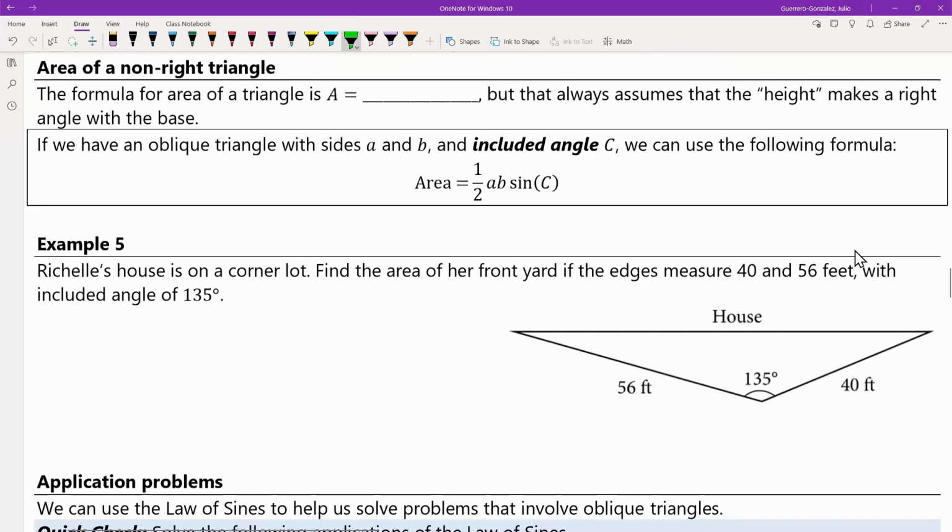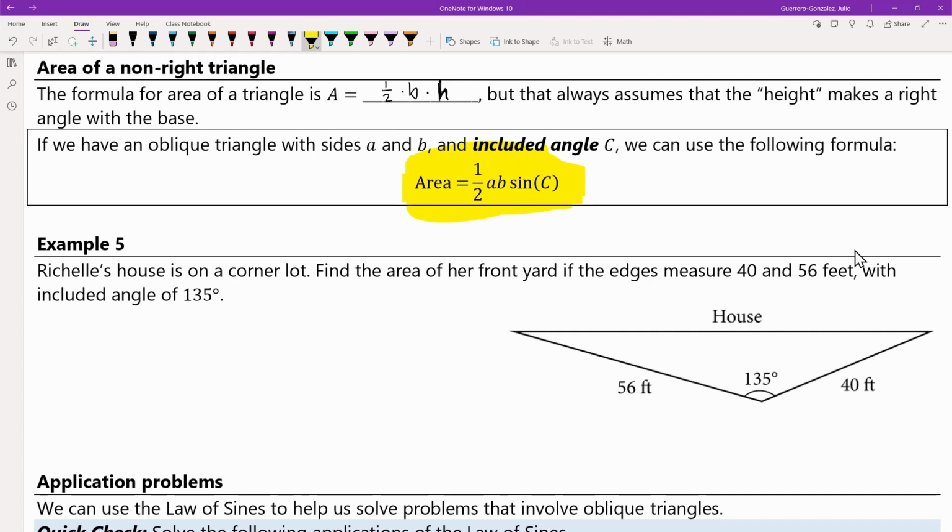Area of a triangle. Okay. We know that the area of a triangle for a good old right triangle, right, is 1/2 times base times the height, right? But that always assumes that the height makes a right angle with its base, okay? This is the actual equation of the area of a triangle, of a rando triangle. Let's suppose that you had an oblique triangle, okay? This is the equation for the area.